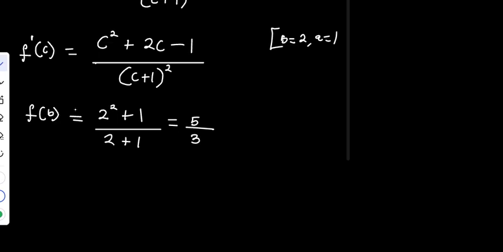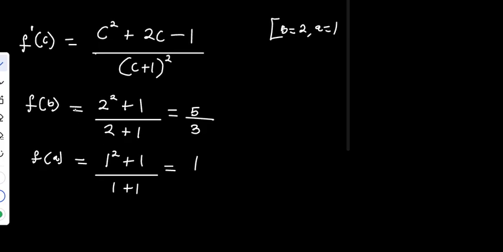F of b is going to be 5/3. Then what is f of a? So f of a is going to be equal to 1 squared plus 1 divided by 1 plus 1, and this is going to give us 2/2, which is 1.